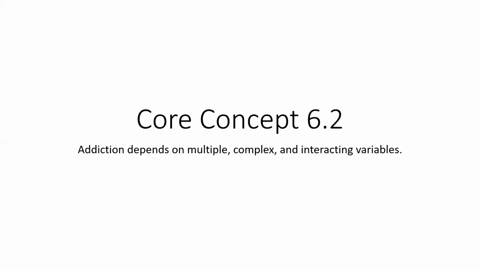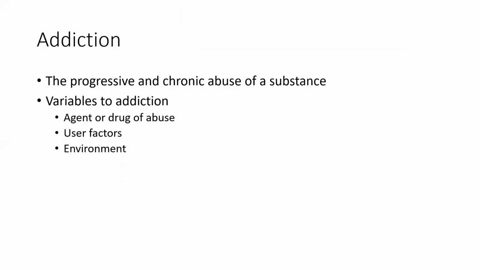Next comes addiction, which depends on multiple, complex, and interacting variables. Addiction is progressive. Everybody knows that. Let's say you are taking a 200 milligram dose of one substance. After a couple of weeks or months, your body gets used to it. Then if you take 200, your body is not showing the effect, so you have to go for 250, then 300, then 350. That's how it progresses, and chronic use of the substance eventually becomes addiction.